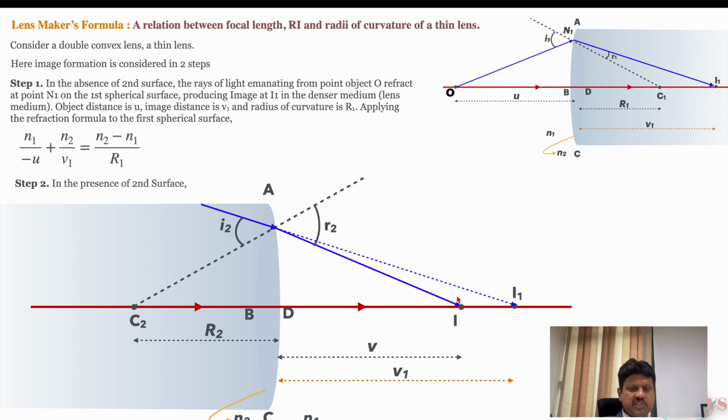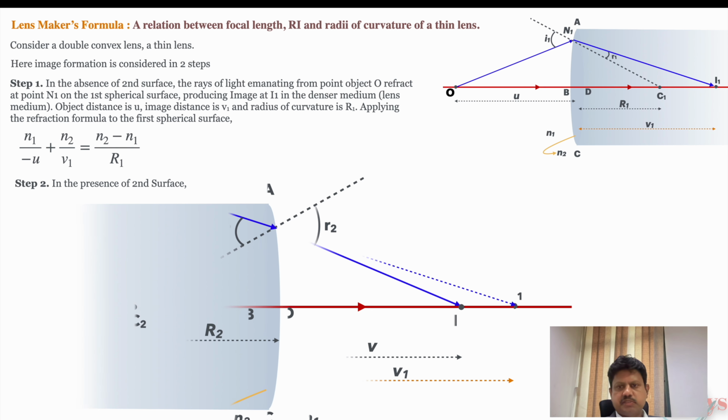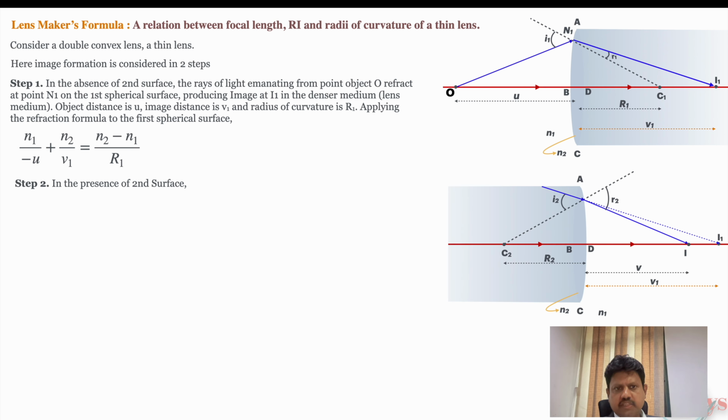Now where is the final image? I, which is at a distance V. So I1 acts as a virtual object for the second surface, and I acts as the final image, the real image, due to the second surface, refraction through the second surface. Now let us keep this aside and apply the refraction formula for the second surface now.